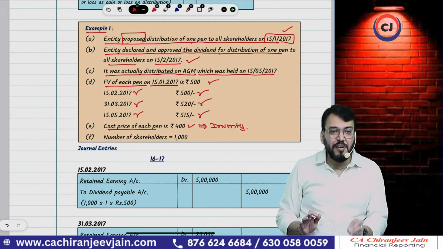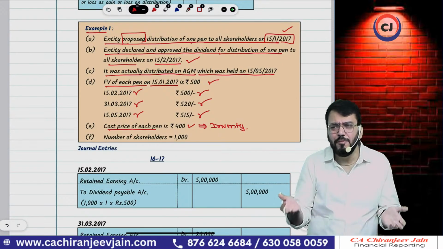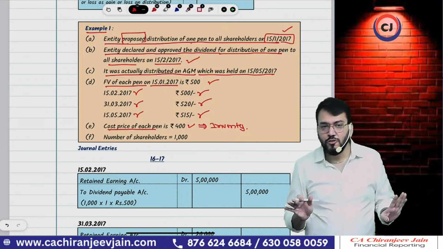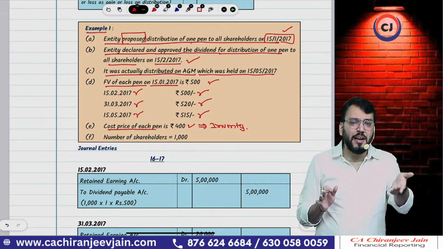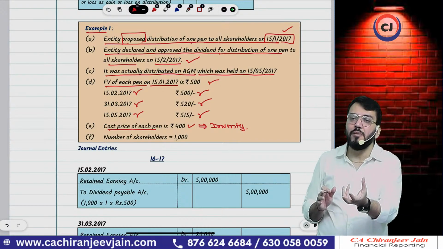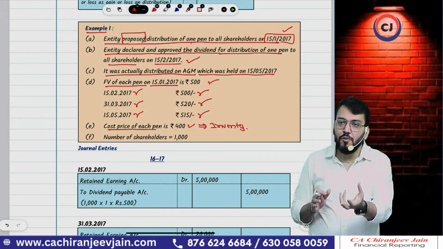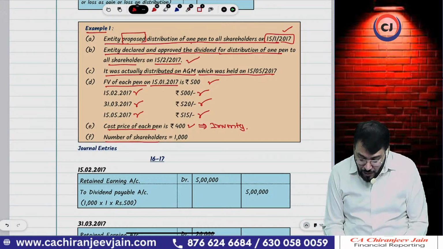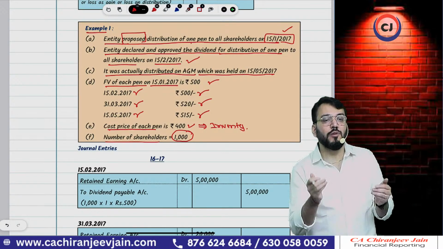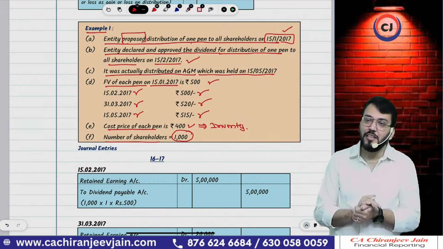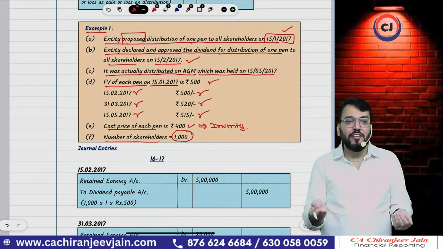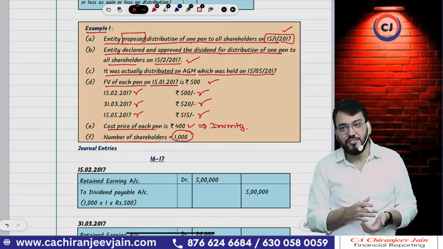So the pen is inventory. It can be something other than inventory also, but let us assume this was the inventory for the entity. So they have already purchased, already manufactured, and the cost price is 400. Number of shareholders is 1000. And we'll assume that all shareholders will come to the AGM. If nothing is given, we'll assume that all shareholders will come and attend the AGM.